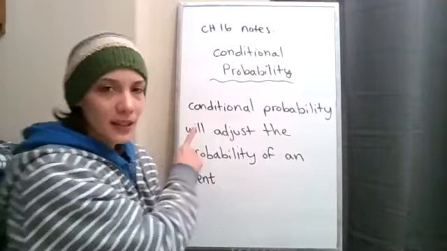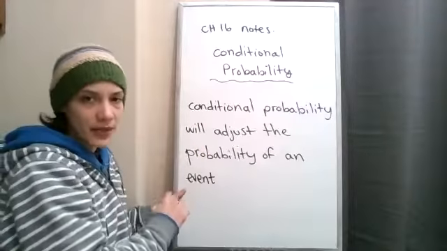So, conditional probability adjusts the probability of an event based on information from an event that has already occurred. So on some different event that already occurred.